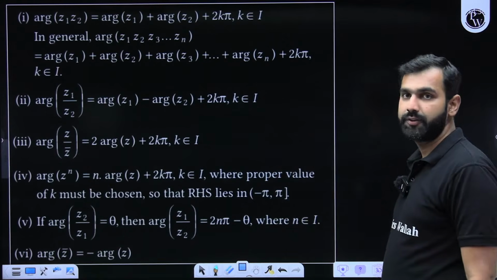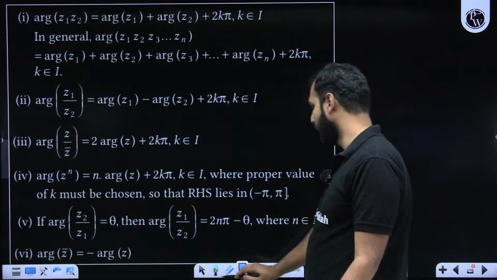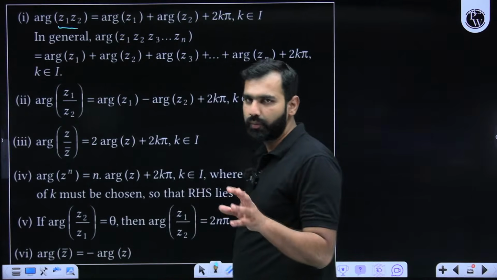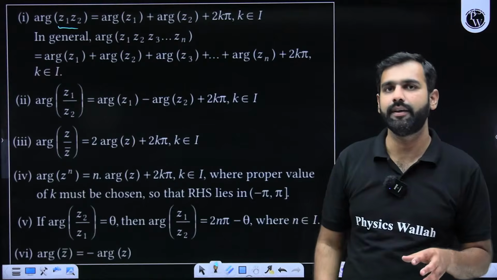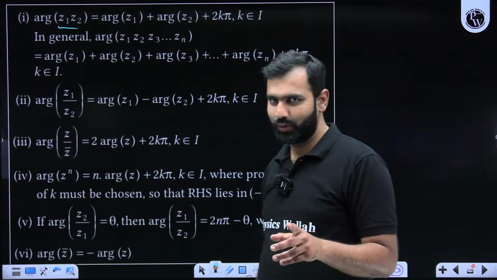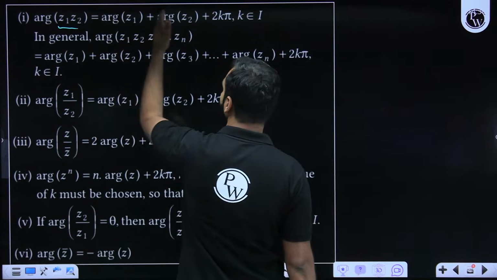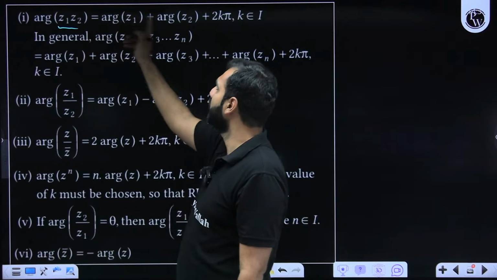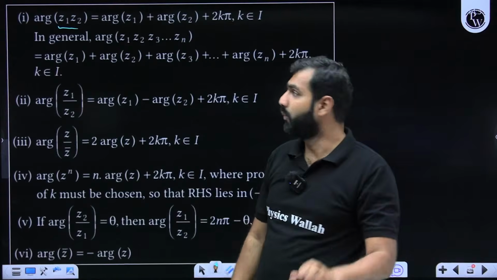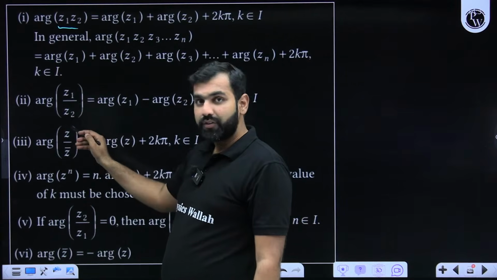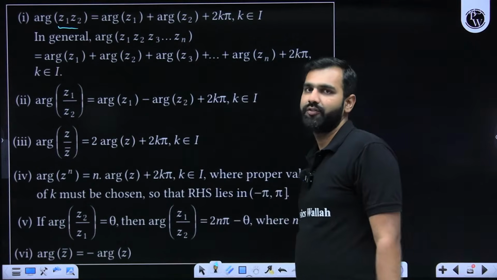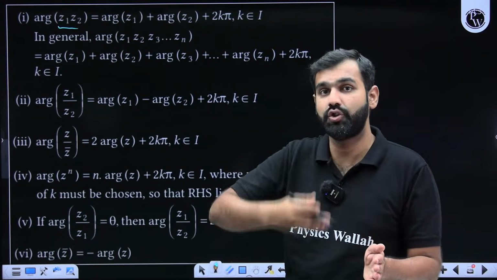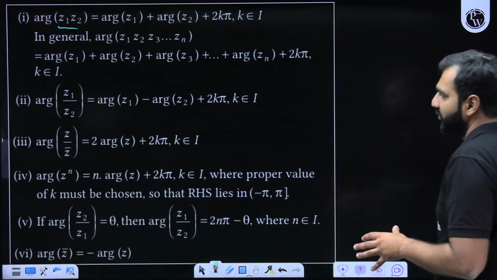This is something related to the argument of a complex number. Argument of z1 into z2. I personally remember it like it behaves like logarithm. You remember log mn is log m plus log n. So argument of z1 z2 is argument of z1 plus argument of z2. Similarly, argument of z1 upon z2 is argument of z1 minus argument of z2. Of course, we add 2k pi so that we keep ensuring that its principal value is taken.